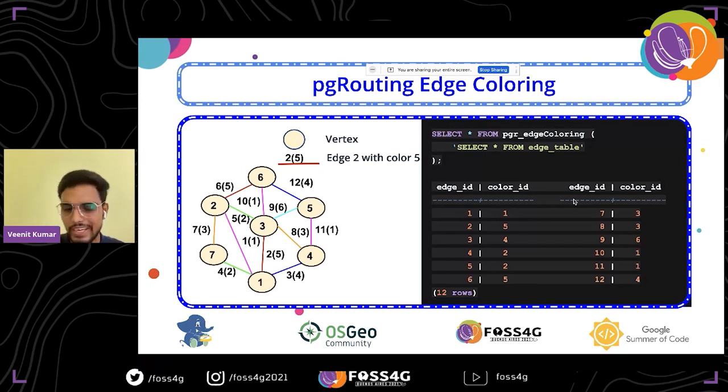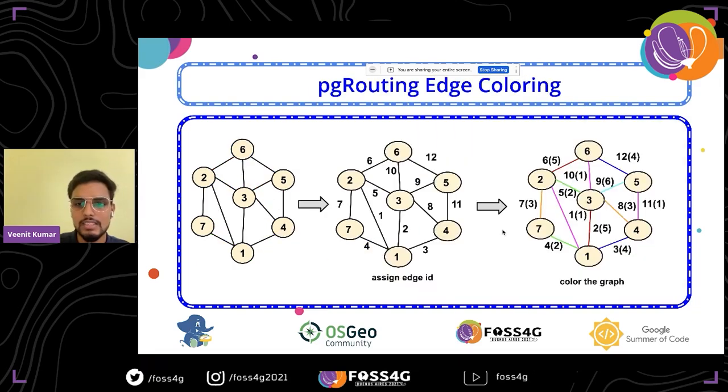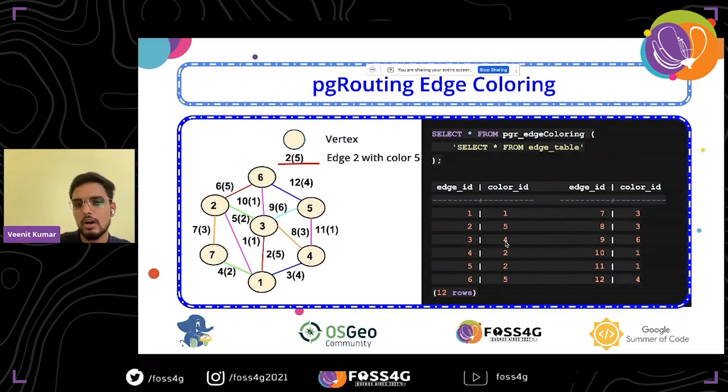Now we will perform the query using pgr_edgeColoring that we have made earlier, which returns edge ID and color ID of the graph. We can see here the edge ID and their corresponding color ID in each row. Like edge one is colored with color one, edge two is colored with five, and so on. There are 12 edges in the graph earlier. You can see here 12 edges. So all the edges are colored with their particular color.